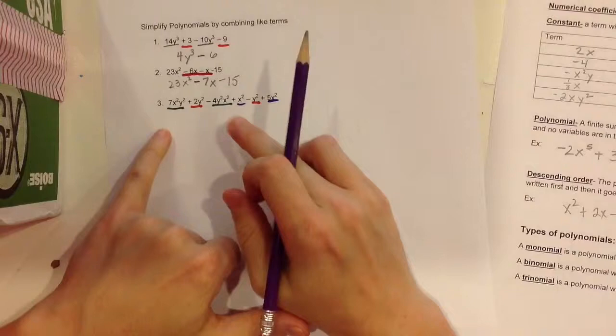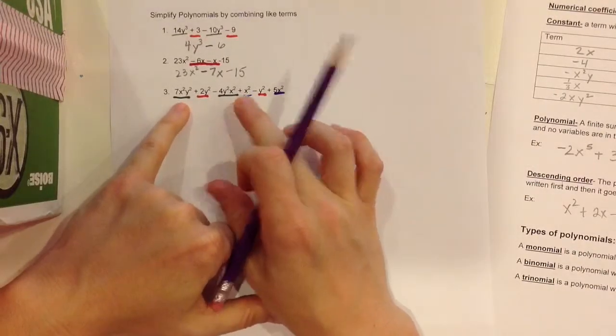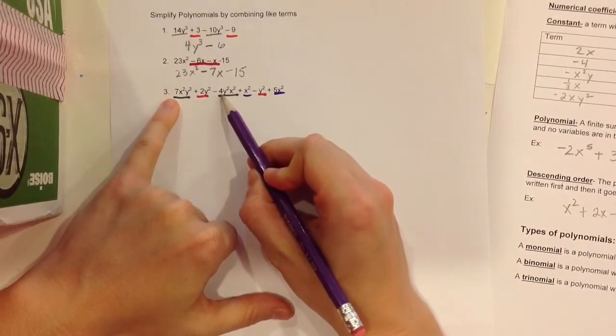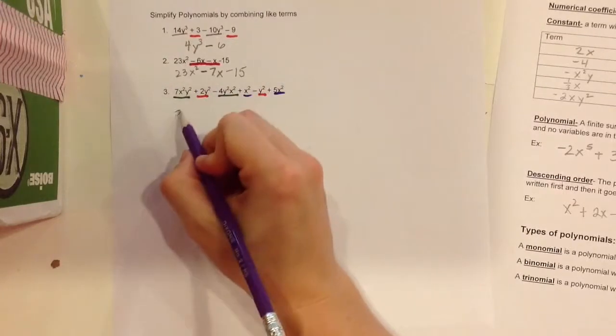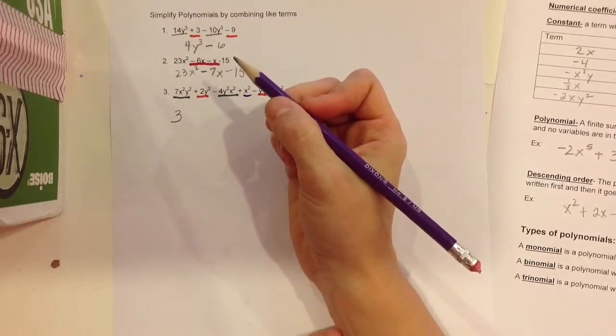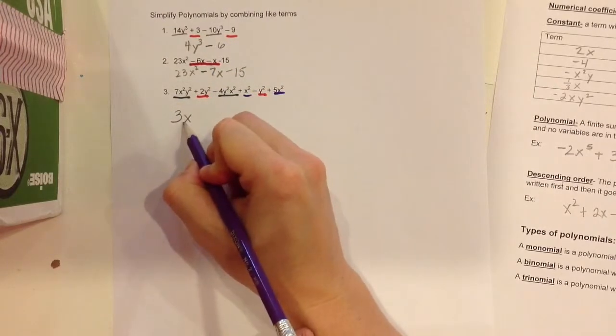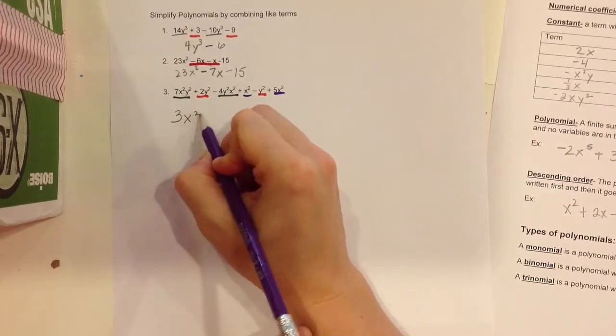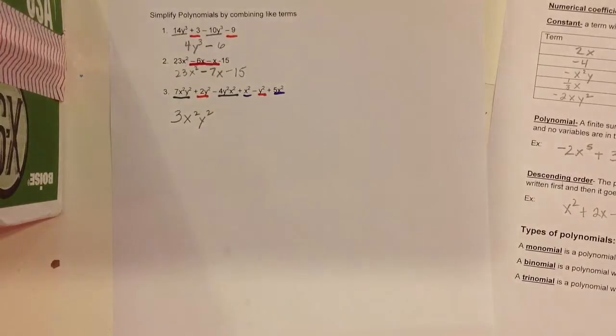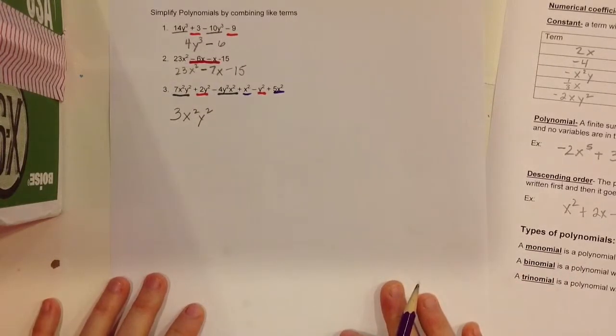So the first one that I'm going to do is my x squared y squareds. I have a 7 and a negative 4. Different signs. I'm going to subtract. 7 minus 4 is 3. The bigger number is positive, so my answer is positive. So positive 3 x squared y squared. And it doesn't matter which one you write first because it's the same thing.